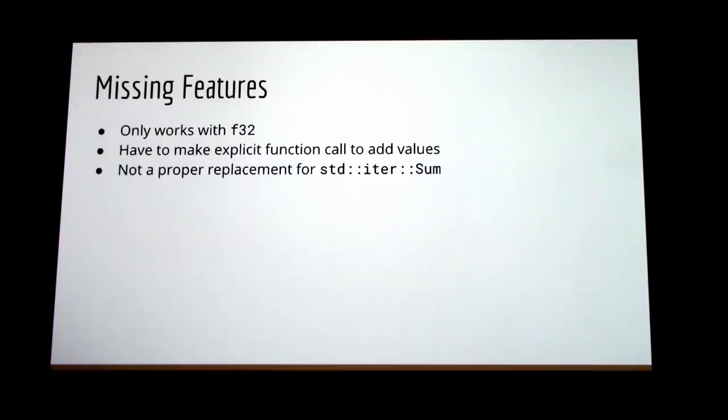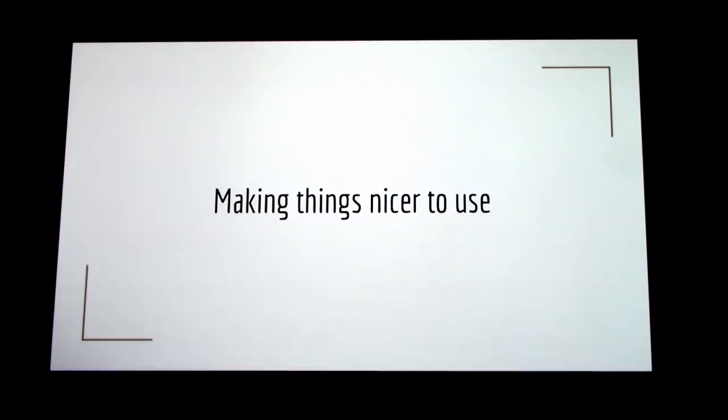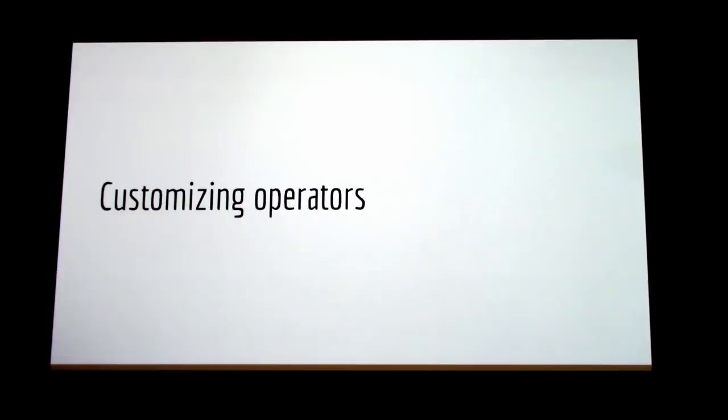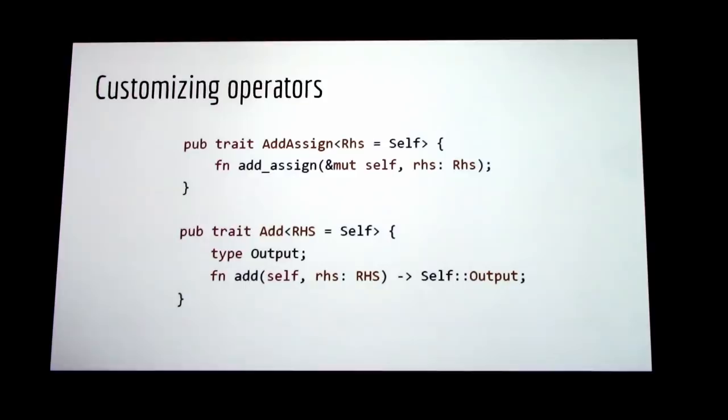So let's talk about making things a bit nicer to use. We'll skip the problem of it being hard coded to F32 until much later. So let's talk about custom operators. As Sanjay mentioned, stuff like add, and subtract, and all that are implemented using traits in Rust. So if you want to custom add or subtract, you just implement the add trait for it. And most of these traits also come in an assign flavor and a non-assign flavor.